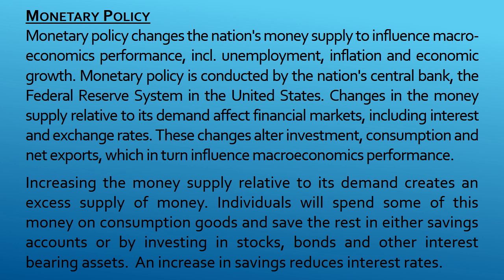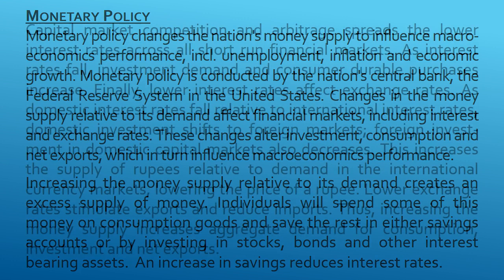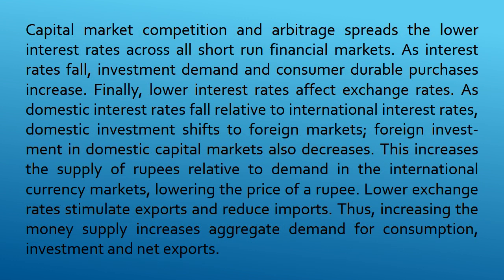Increasing the money supply relative to its demand creates an excess supply of money. Individuals will spend some of this money on consumption goods and save the rest in either savings accounts or by investing in stocks, bonds, and other interest-bearing assets. An increase in savings reduces interest rates. Capital market competition and arbitrage spreads the lower interest rates across all short-run financial markets. As interest rates fall, investment demand and consumer durable purchases increase.